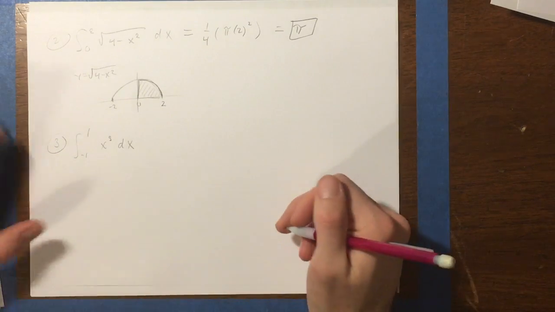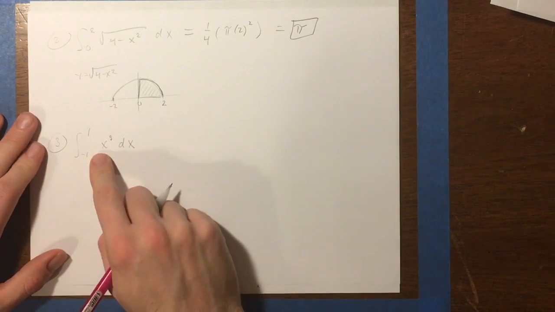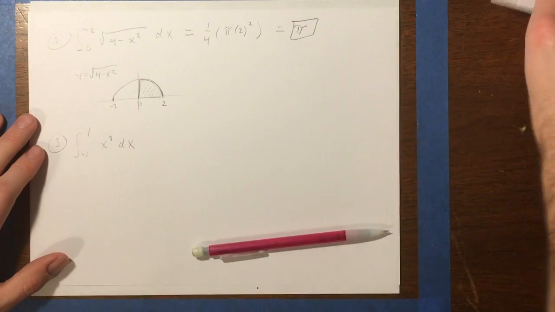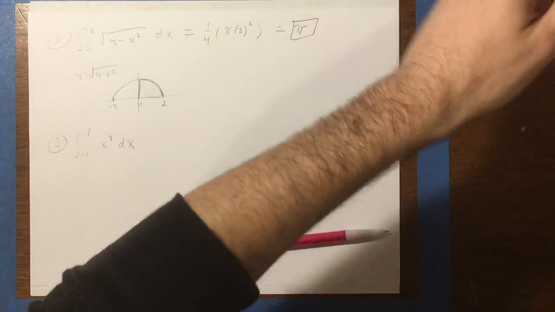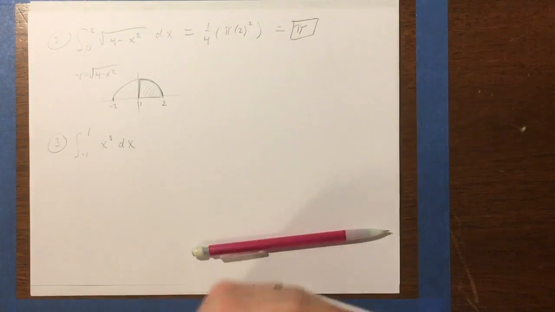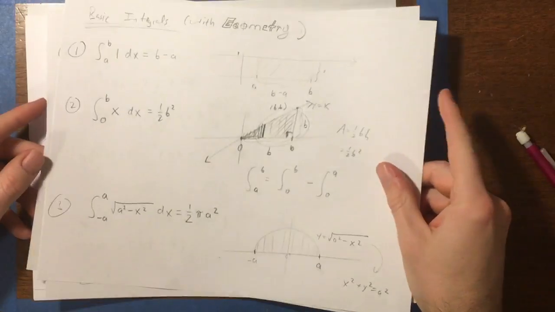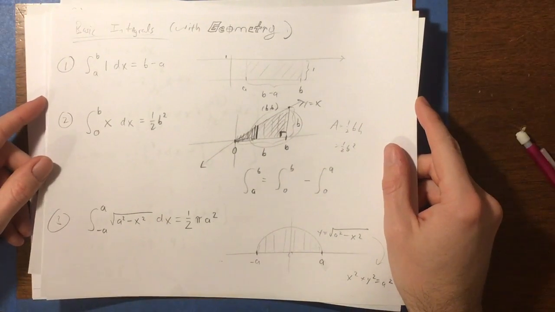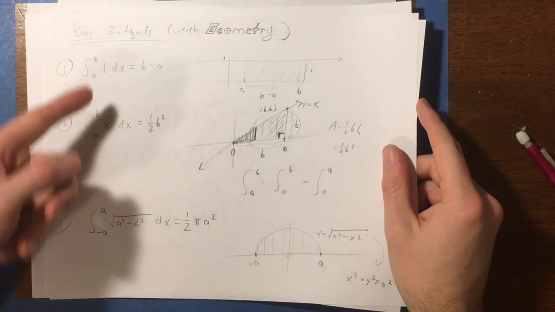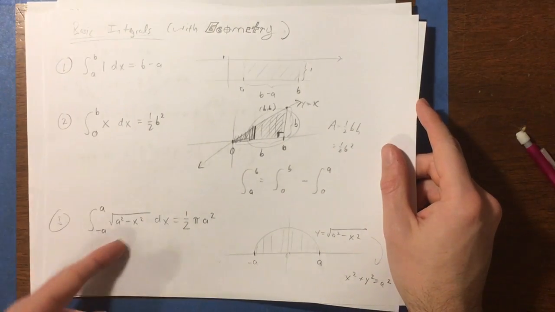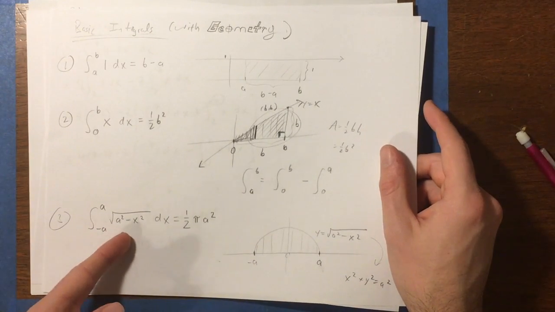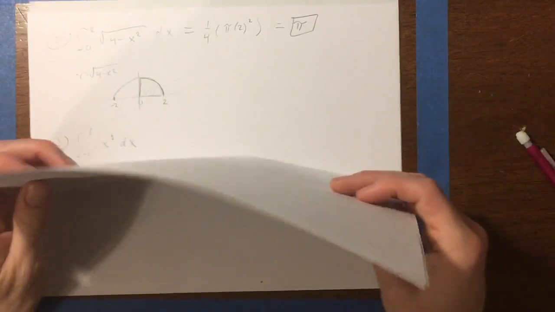So there's that one. And the second one here, x cubed. I didn't tell you anything about x cubed. Let me pull back that. These were the three basic integrals using geometry that I explained. One was 1, one was x, and one was the circle equation.